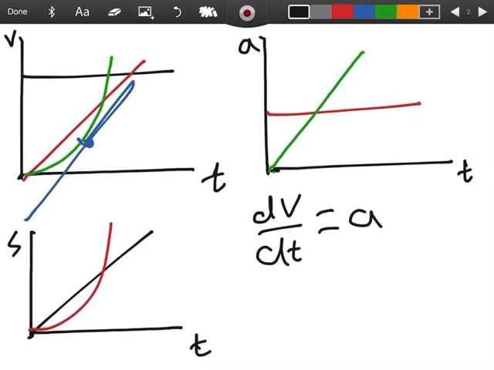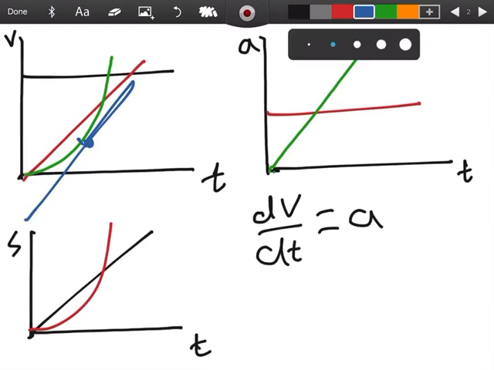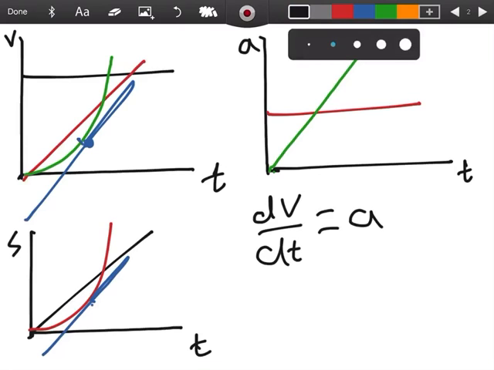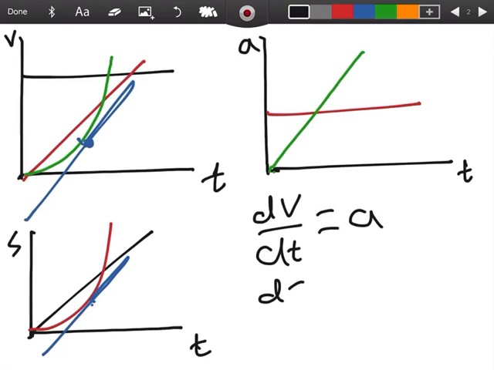And we can also do the same for the displacement time graph. So if we have a tangent to the curve here, and we use differentiation again. Instead of dy by dx, it's ds by dt, which will give you your instantaneous velocity. Okay? So this is just the base for everything.